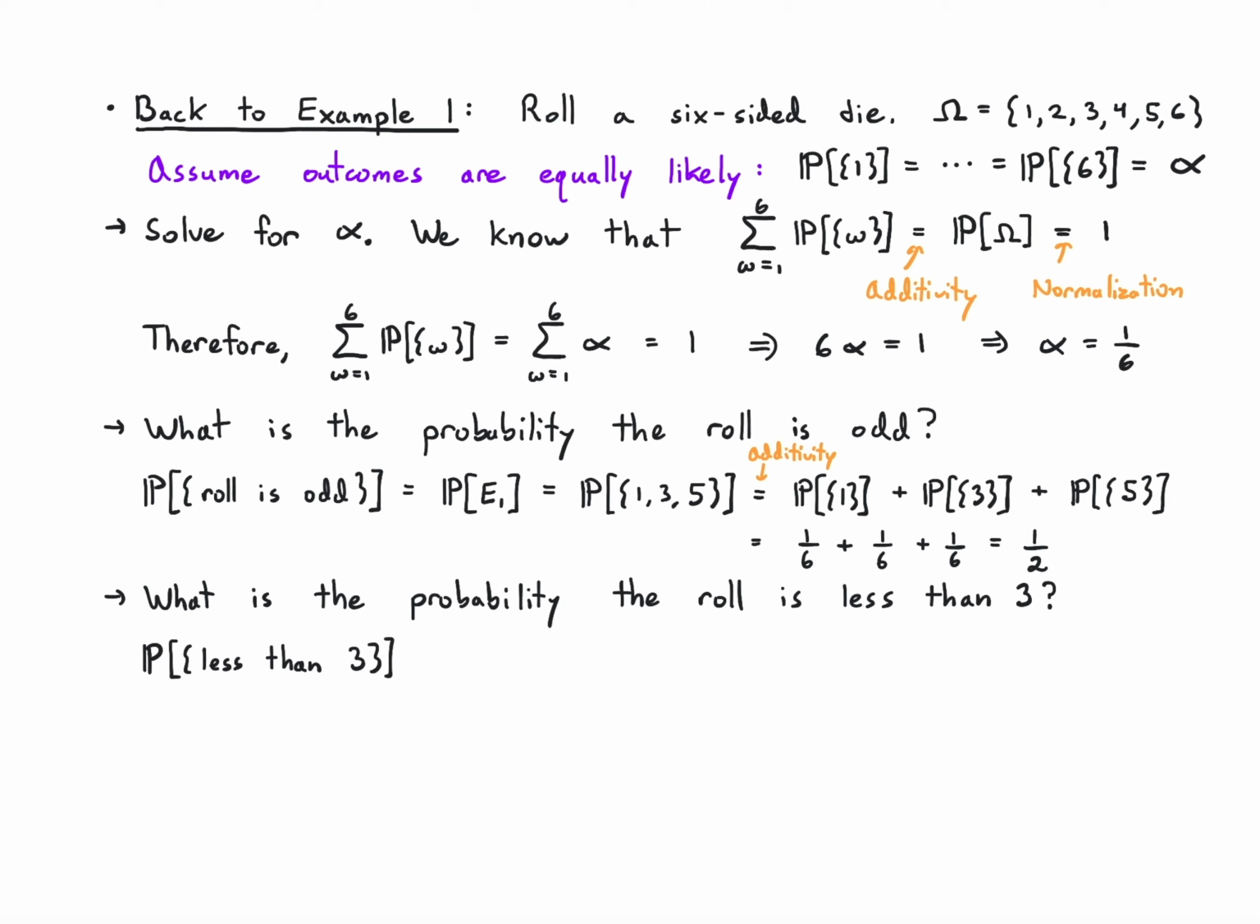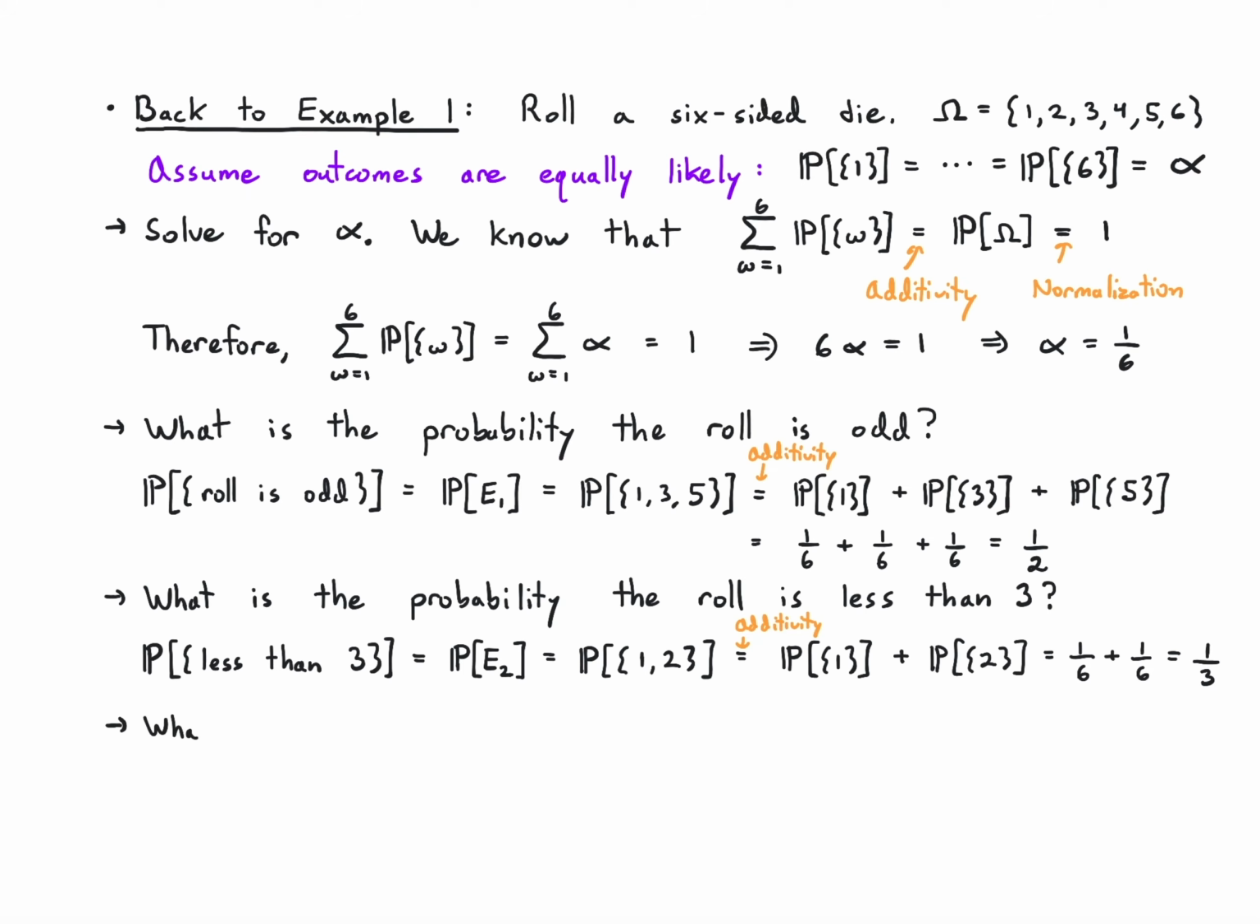So less than 3 is the probability of this event E2. That's the probability that I see either 1 or 2 as my outcomes. By additivity, I get the probability of 1 plus the probability of 2. I can decompose the union into these mutually exclusive events, 1 and 2, and then I just add up their probabilities. So it's a sixth plus a sixth, which is a third, which is what I expected.